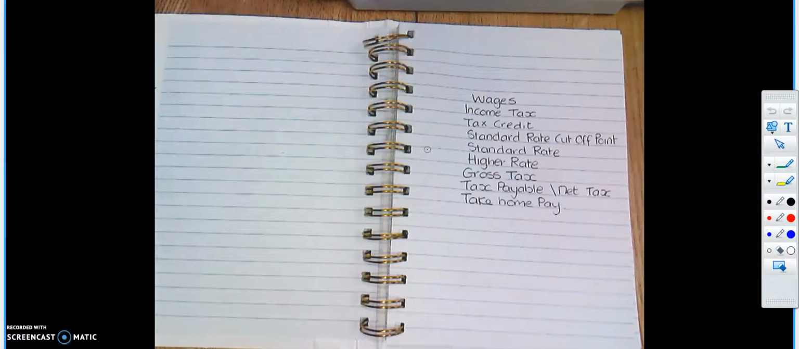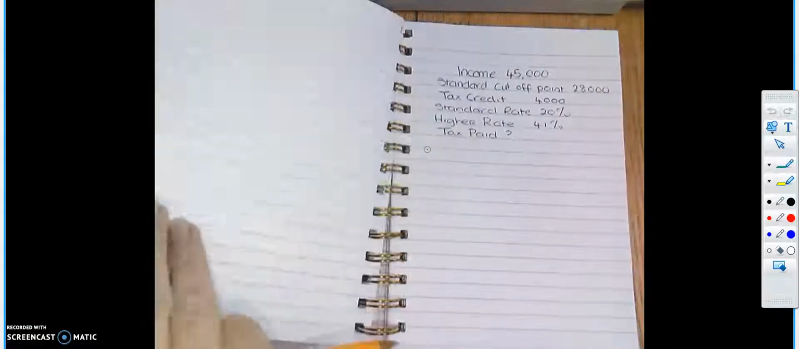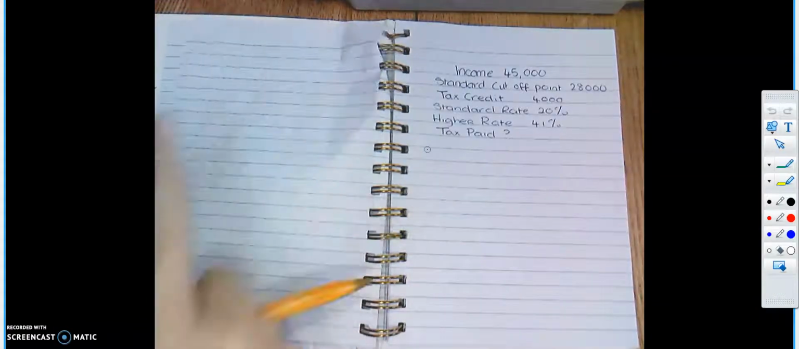Okay, what we are going to do today is go through our wages and income tax questions, right? In terms of wages and income tax, you will hear words being mentioned such as tax credit, standard rate cutoff point, standard rate of tax, higher rate of tax, gross tax, your tax payable or your net tax, and your take-home pay.